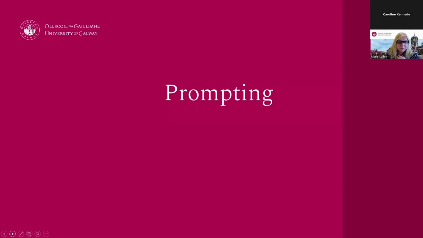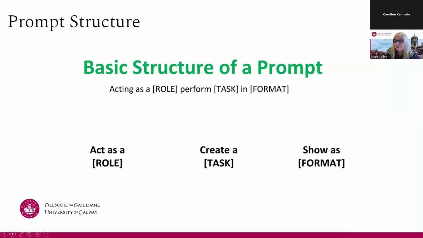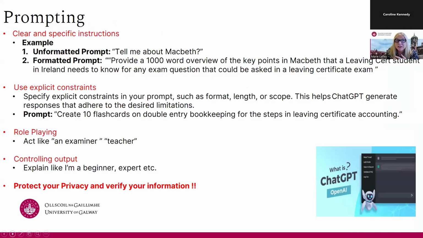The first thing in terms of prompting is the basic structure of a prompt for ChatGPT: acting as a role, creating a task, and specifying an output in some format. You also need to be very conscious that you're giving clear and specific instructions. Often people say, I've given a prompt, but I'm not getting a great output back. One of the most important things is being specific.